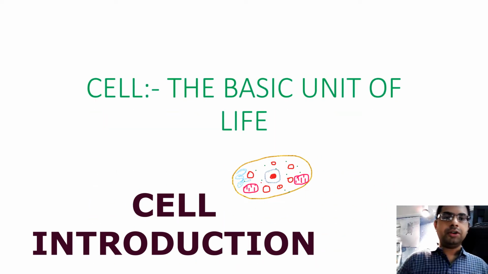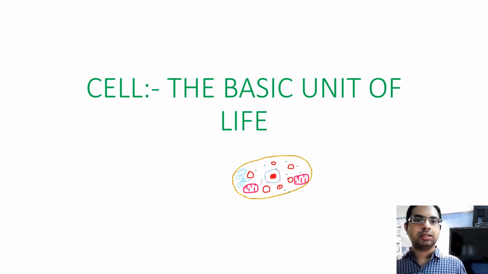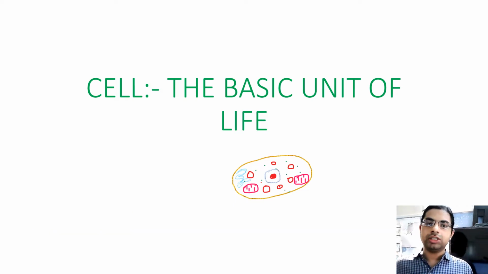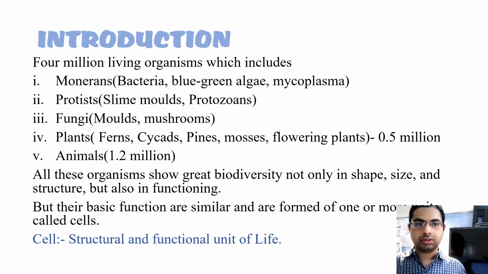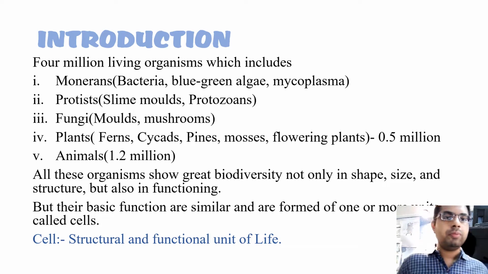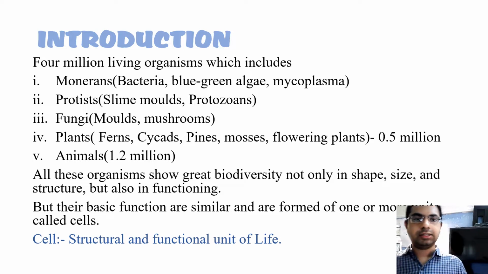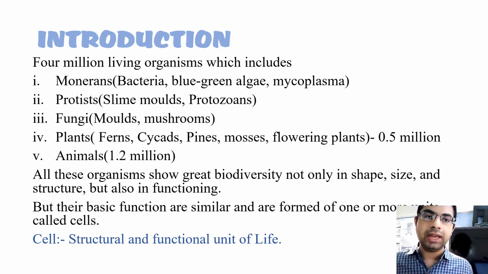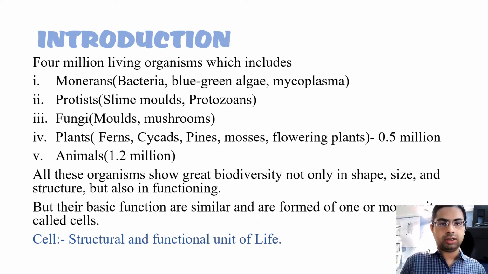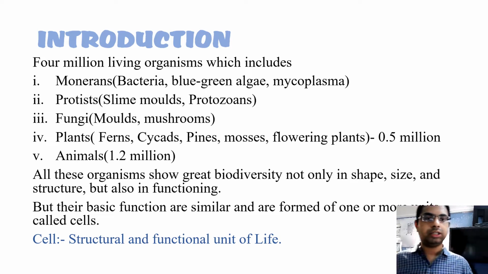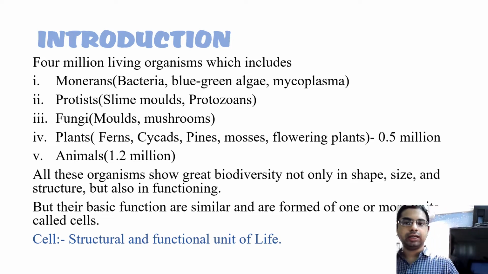This is the introduction to the unit Cell Morphology and Functions. There are 4 million living organisms on our planet, and many are yet to be discovered. Among these 4 million living organisms, we have monerans, protists, fungi, plants and animals.